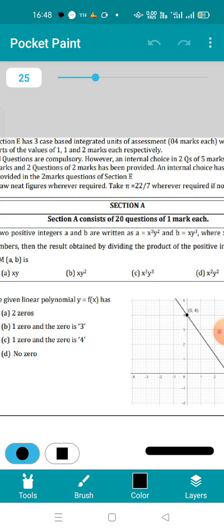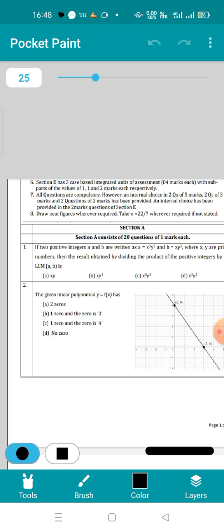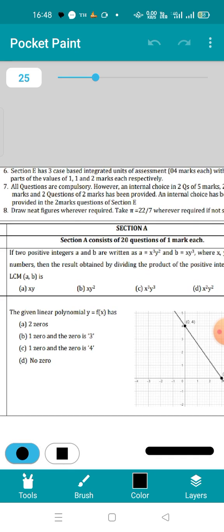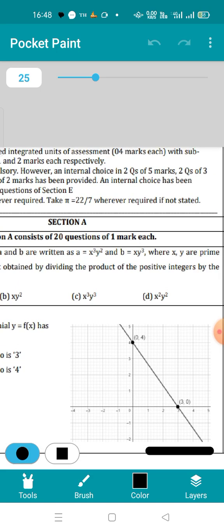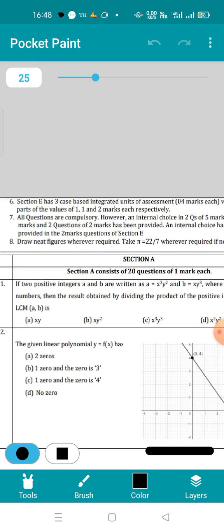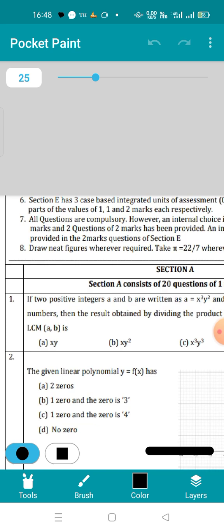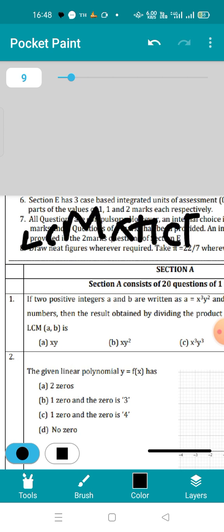So this question is from the first chapter, real numbers. Let's see how we can solve this. Here they say there are two positive integers named a and b, and we need to find out the result obtained by dividing the product of positive integers by the LCM. Whenever they talk about the product of two integers and the LCM of the two positive integers, we should be able to remember this formula. And what is that formula? We will see now. LCM into HCF of two numbers is equal to the product of the two numbers.